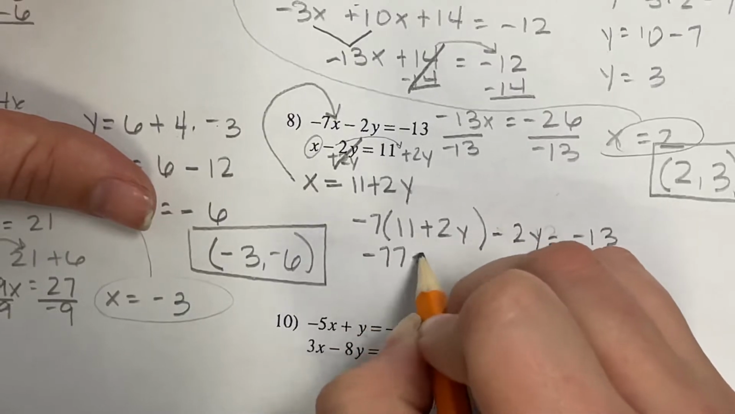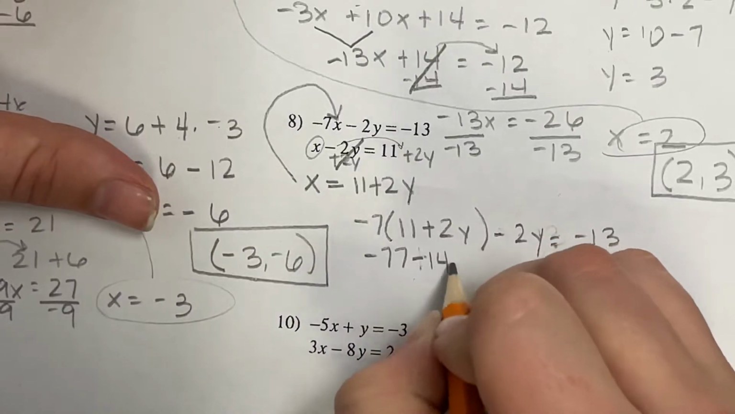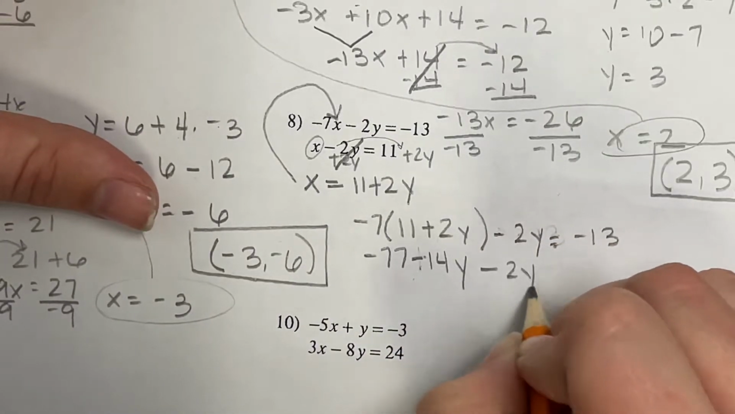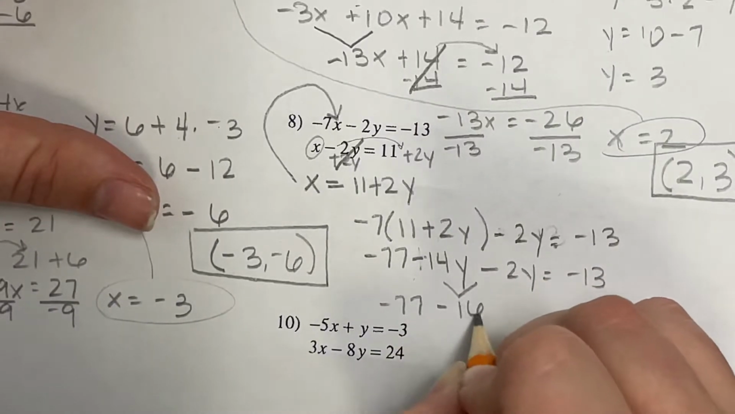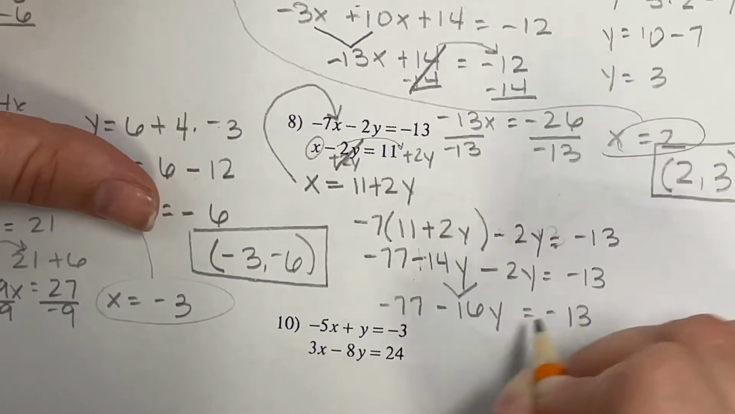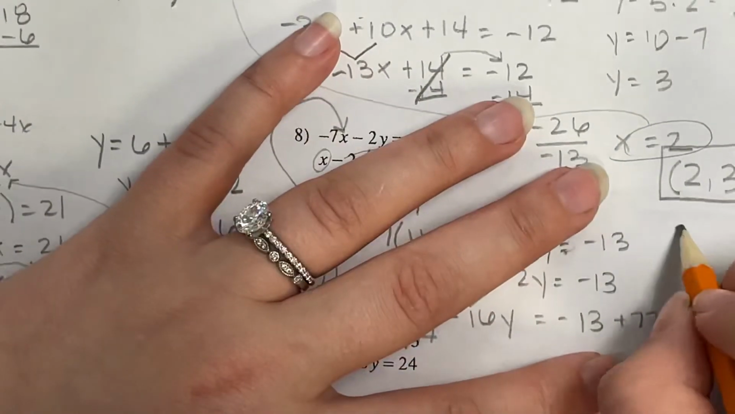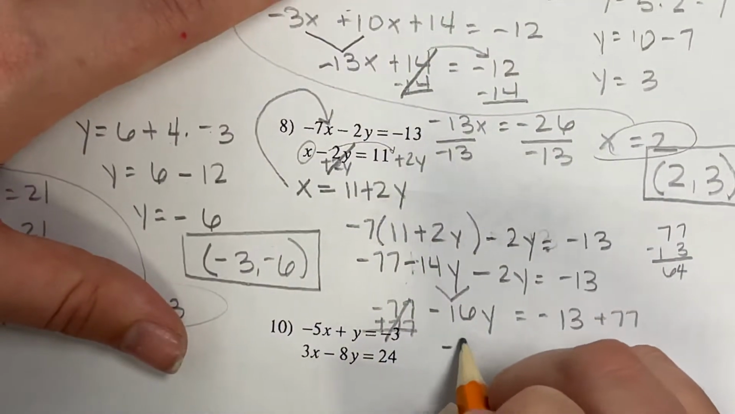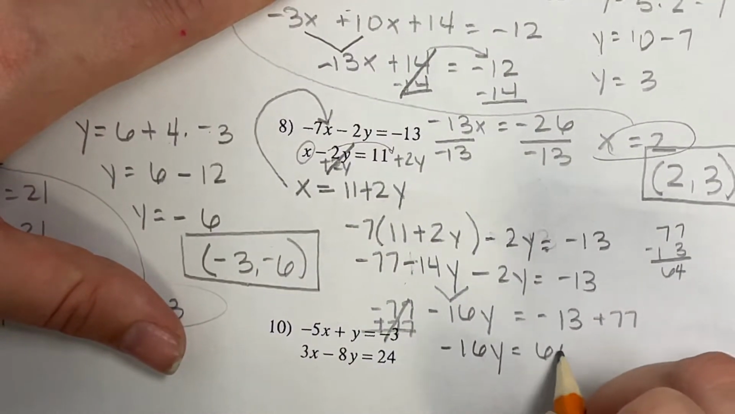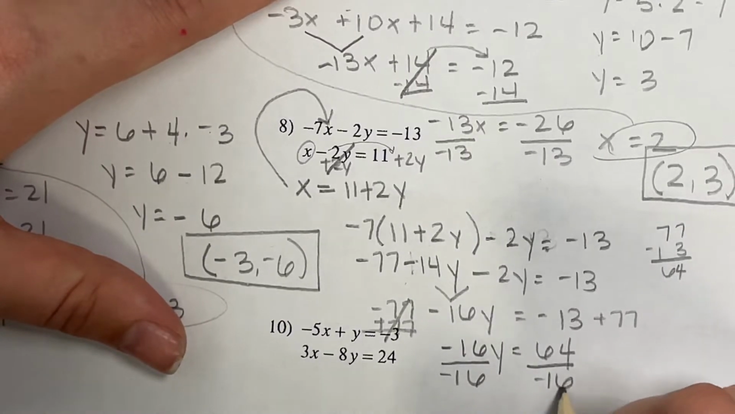Distribute. Combine. Add 77. And that's basically 77 minus 13, which is 64. Divide negative 16. Y equals negative 4.